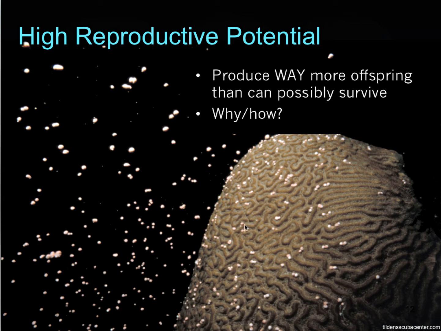For example, the picture right here is actually of a coral head. So this is coral over here. And all of these little white dots are coral spawn. These are spores that the coral is releasing. Now, each one of these little spores could potentially develop into its own coral head. Is it true that all of these are going to become coral? No, probably not. In fact, only a small fraction of these are going to actually make it and become corals. And yet, this coral head has the ability to make way more offspring than can possibly survive. Okay, so that's the number one observation.